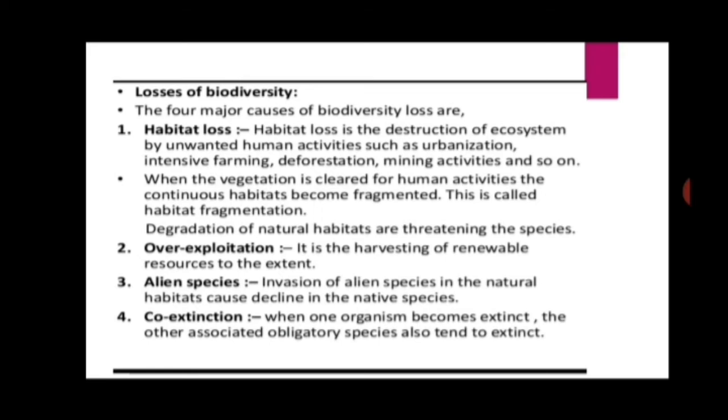It is the destruction of ecosystem by unwanted human activities like urbanization, clearing the forest for some urban use, intensive farming, deforestation, mining activities, and so on. Also, when the vegetation is cleared for human activities like creating residential areas, habitats of some organisms are fragmented. This is called habitat fragmentation. For example, the Amazon rainforest, also known as the lungs of the planet, is being cut and cleared for cultivation of soya beans and for the conversion into grasslands for raising beef cattle, because of which many of the animals have lost their habitat.